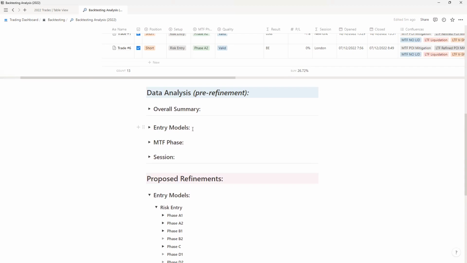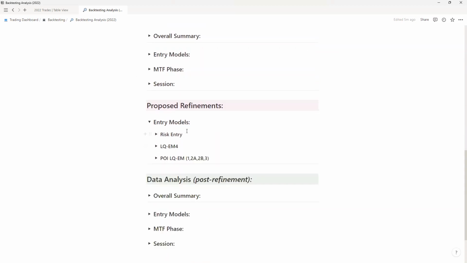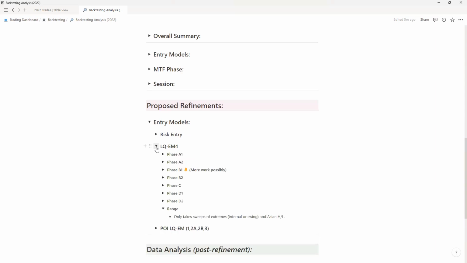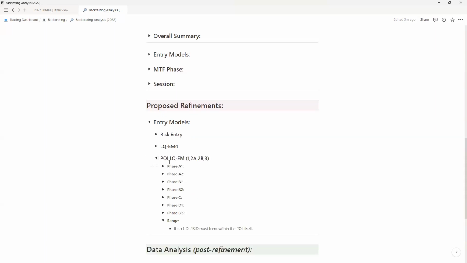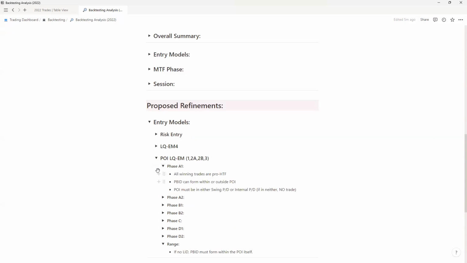For me, I was focusing on entry models and also medium time frame phases. So I had my risk entry models. Liquidity entry model 4 was a specific entry model I was focusing on, and then I also just had my POI liquidity entry models, which was where I was going into more detail about the specific phases.